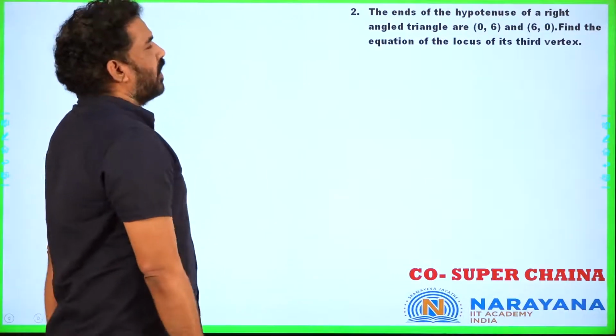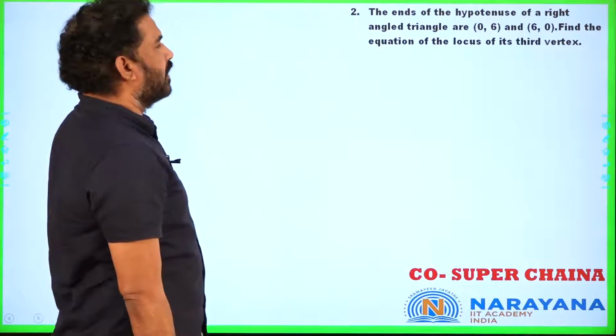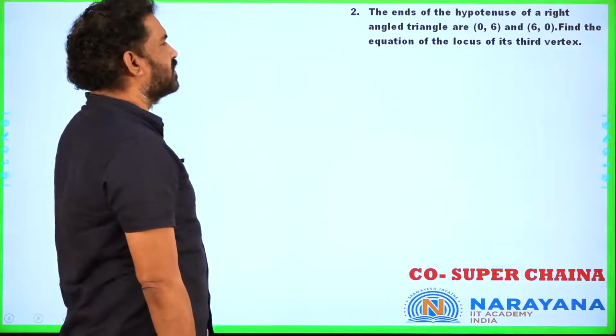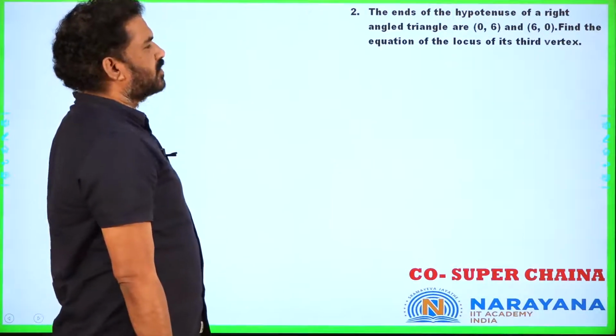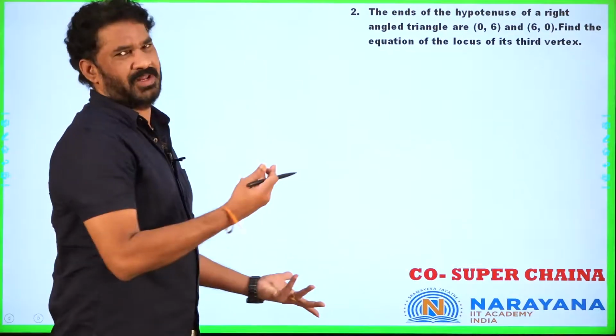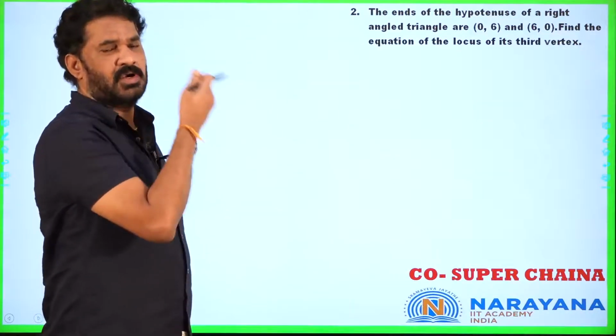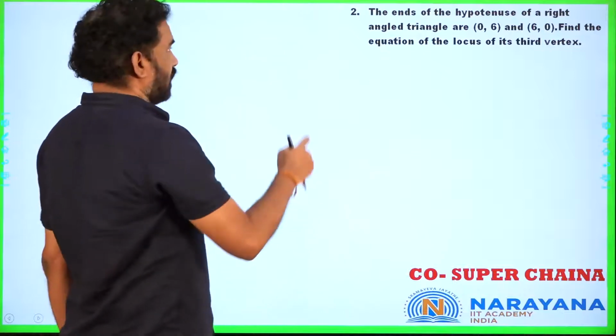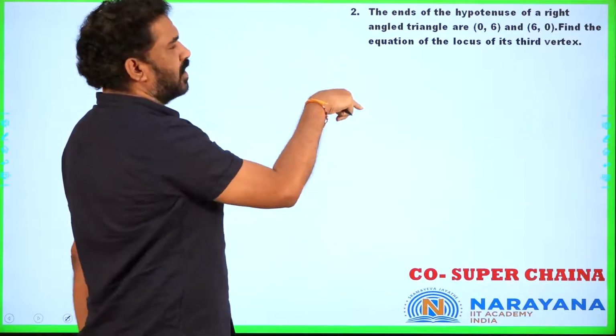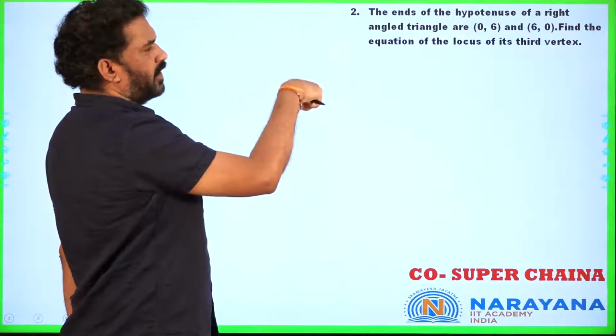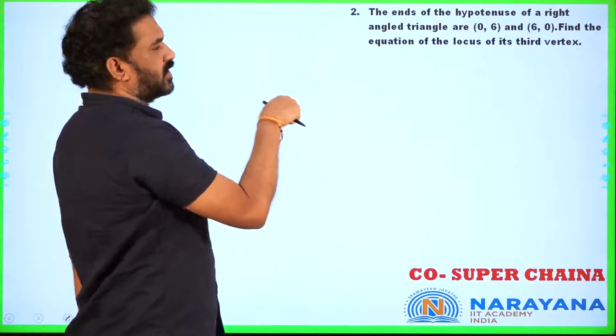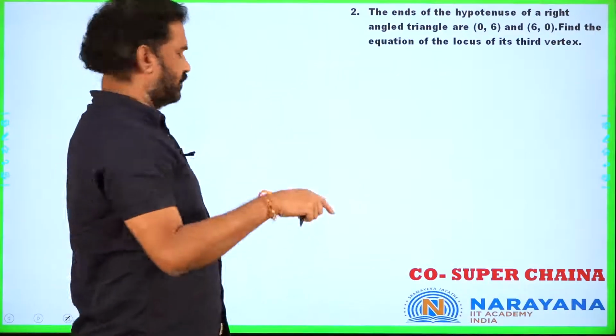The ends of the hypotenuse of a right angle triangle are (0, 6) and (6, 0). Find the equation of the locus of the third vertex. So the product of the slopes equals minus 1, same question. Understood? So the third point is x comma y. So the product of the slope with (0, 6) and the slope with (6, 0).